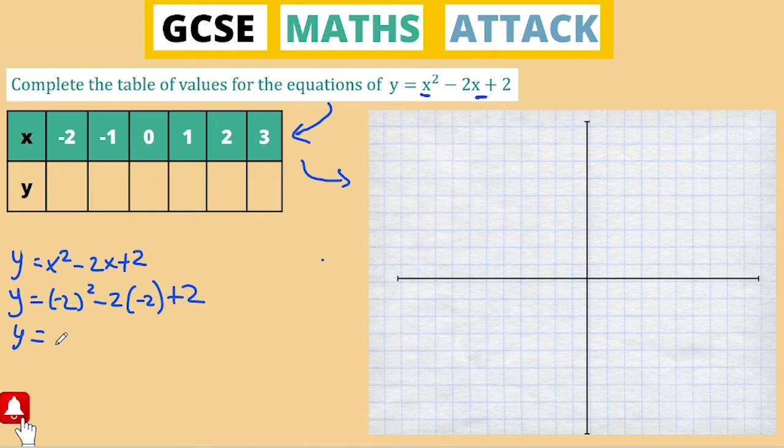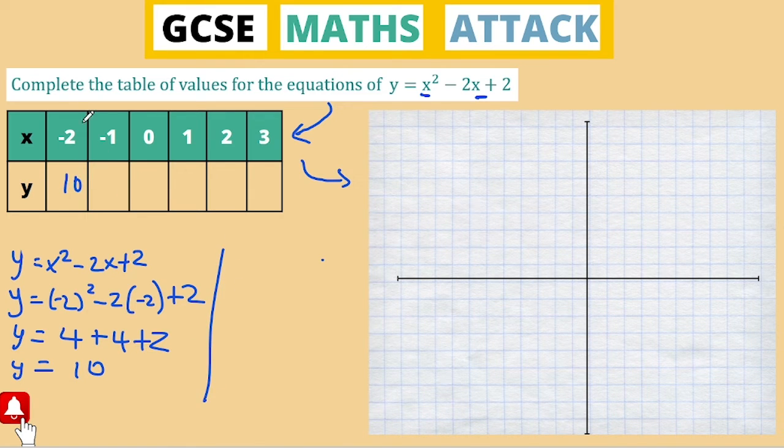So minus 2 squared, we know that's 4. Minus 2 times minus 2 is positive 4, plus 2. So 4 add 4, which is 8, 8 plus 2, which is 10. So the first one is going to give us a 10.